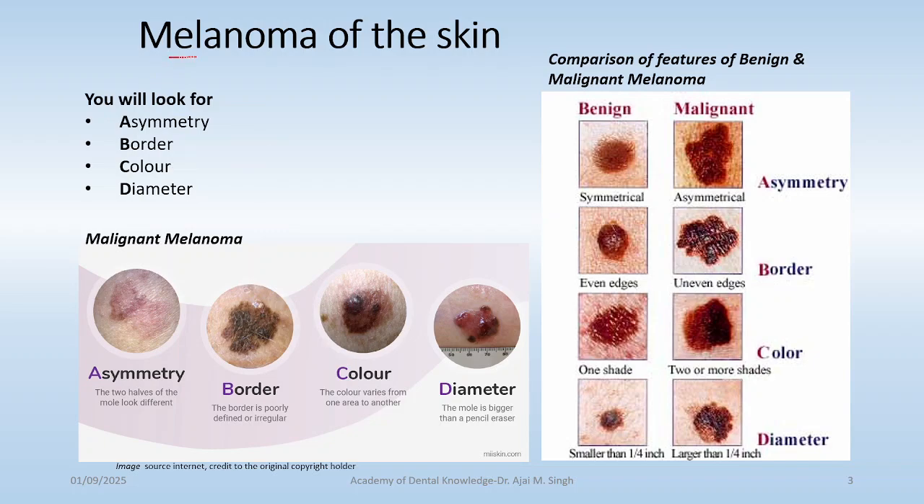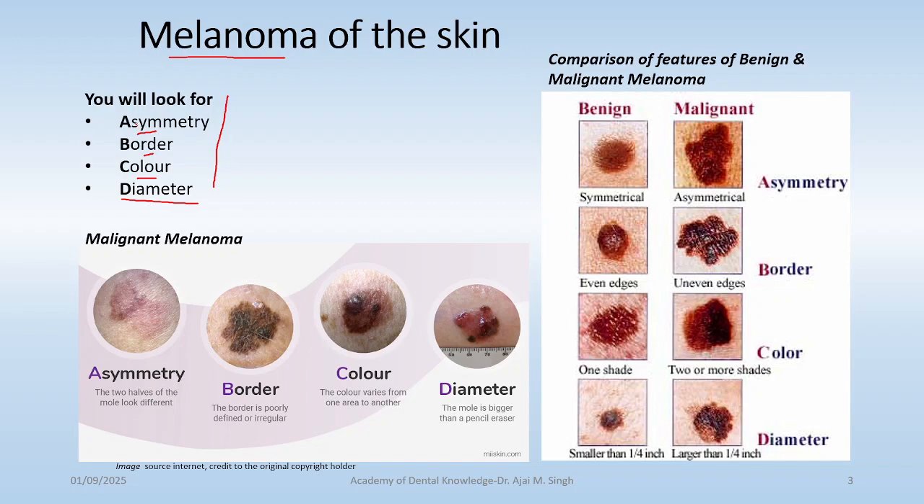This slide is showing the features of the melanoma of the skin. To diagnose correctly and treat properly, and to confirm the final diagnosis, you will look for asymmetry of the lesion, border of the lesion, color of the lesion, and diameter of the lesion. The acronym becomes ABCD.